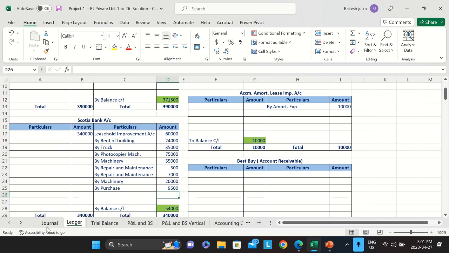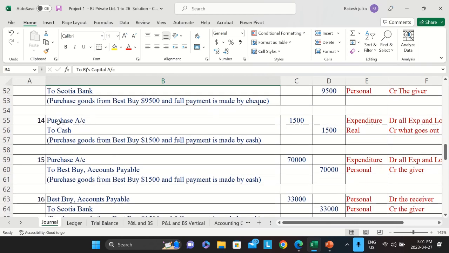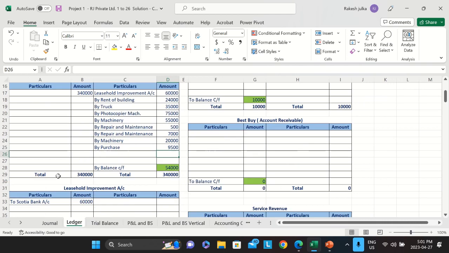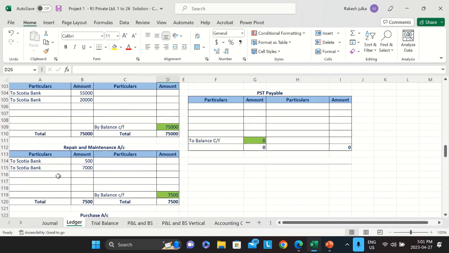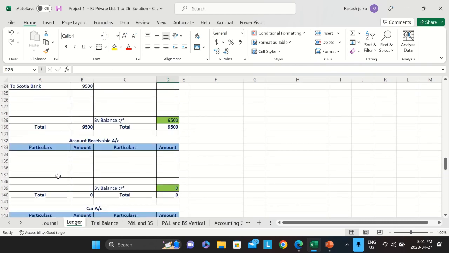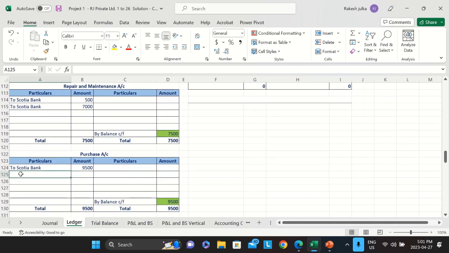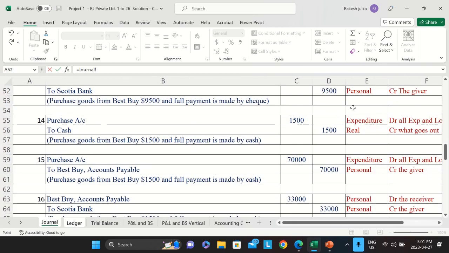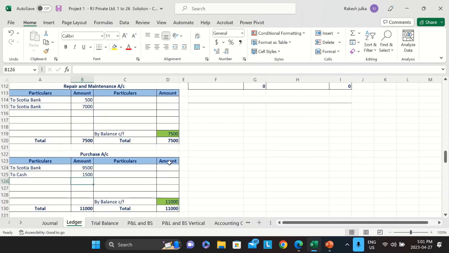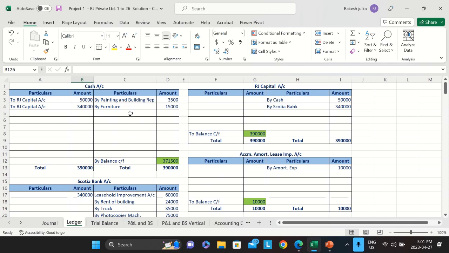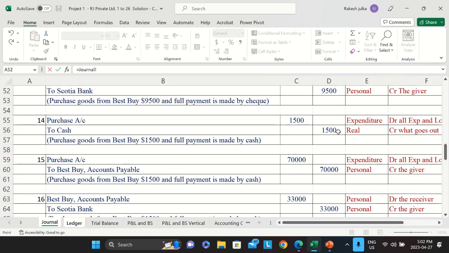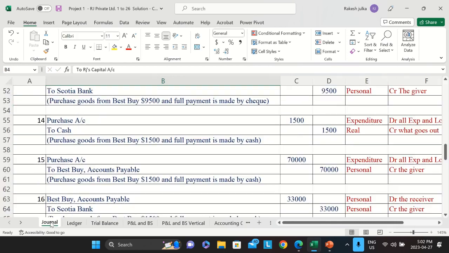Now the 14th transaction is that the purchase account debit to cash. So here purchase account debit to cash 1,500. So go to purchase account and write cash. Purchase account to cash. So how much is it? 1,500. You can write purchase here 1,500, and in cash you write by purchase. So here I'm just going to select it from here, purchase account debit to cash. So this transaction is done.